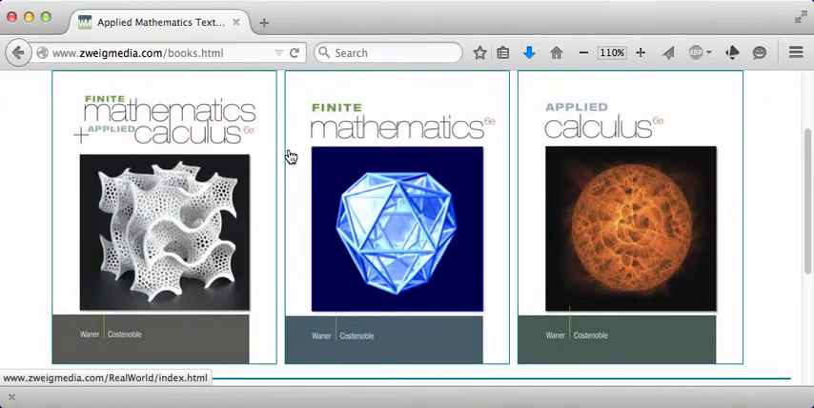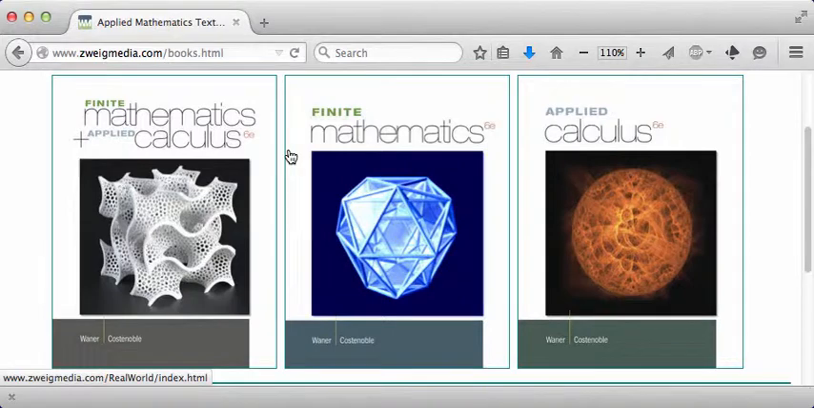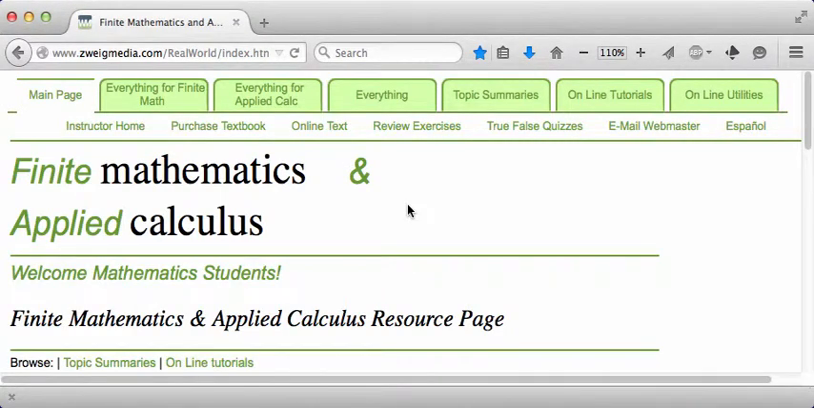It's kind of advertising for our textbooks, which are, of course, the best books in the world, but nonetheless, all you have to do is click on any of the icons you like because they take you to the same place. And that place is a great resource for everything you want to know about applied calculus, finite math, you name it. What we're going to do is go to the tutorials.